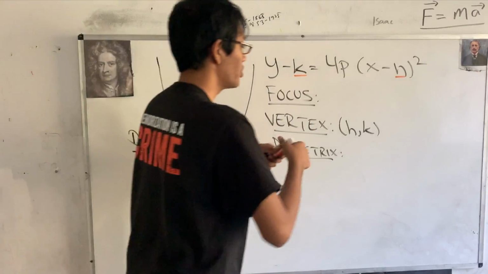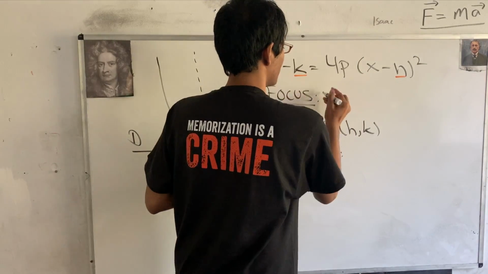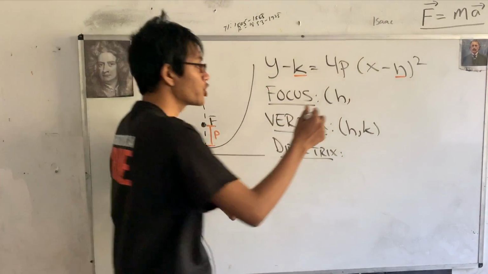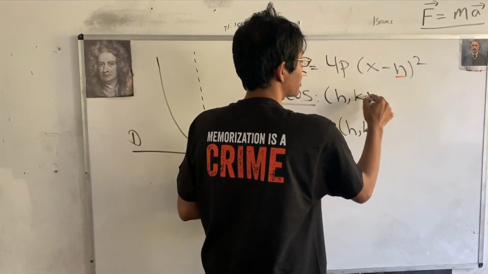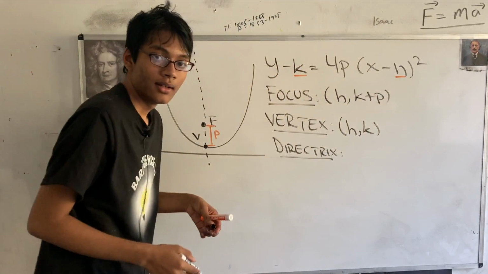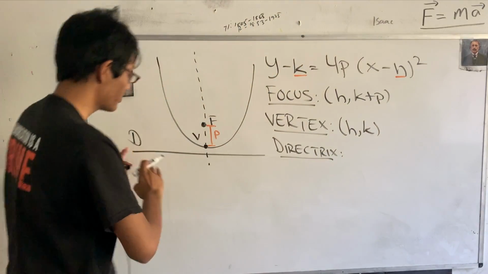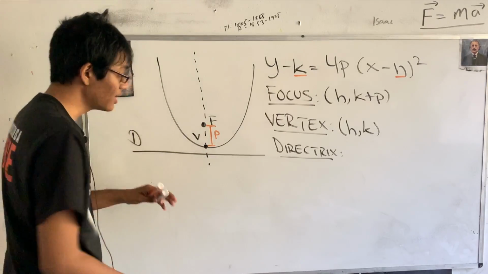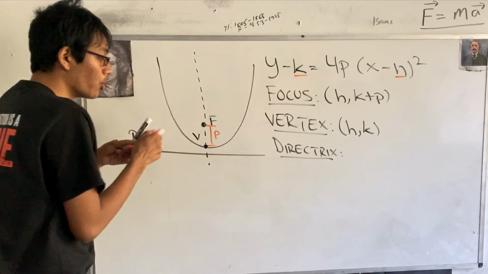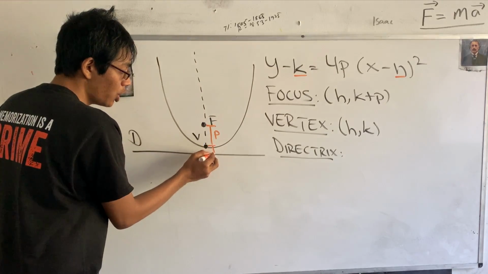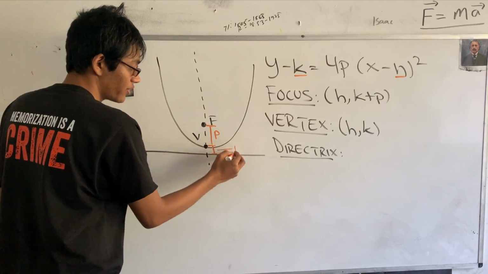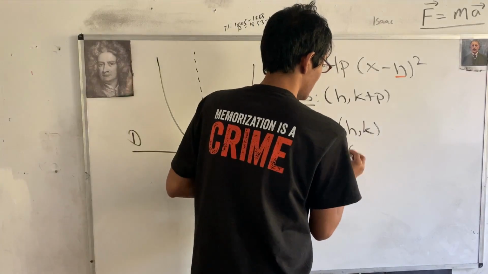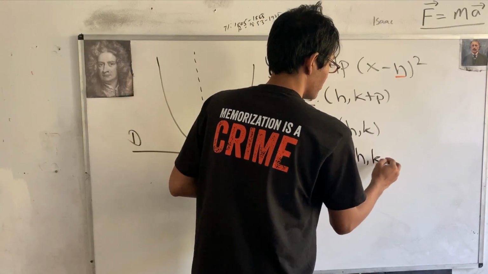Right? So what's the equation of my focus going to be? Well, it's simply going to be my vertex, but pushed up a little bit. Pushed up by p units, right? So it's going to be k plus p. What about my directrix? What about this line right here? Well, even though it's not drawn to scale, it's going to be p units below my vertex. So this right over here, that's going to be p, right? So my directrix is just going to be h comma k minus p.